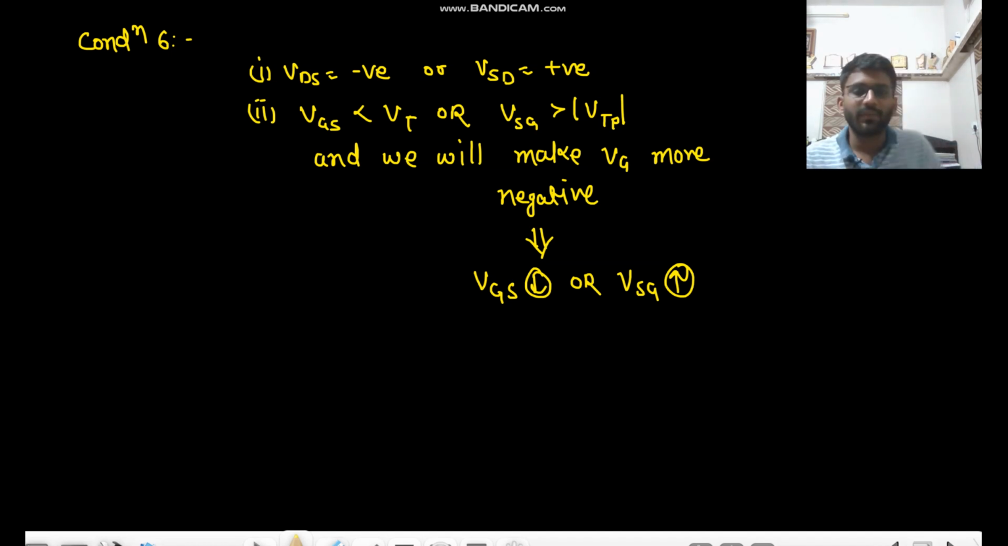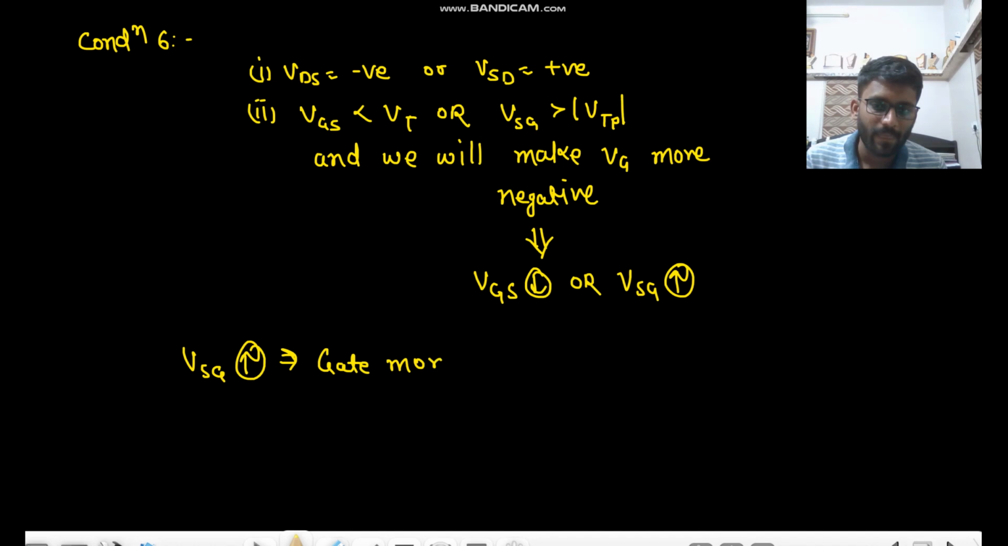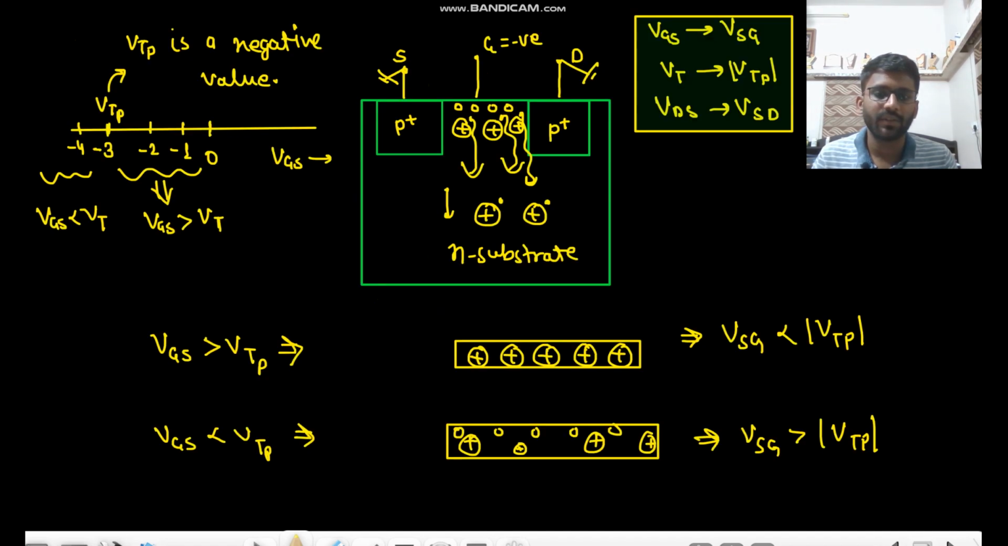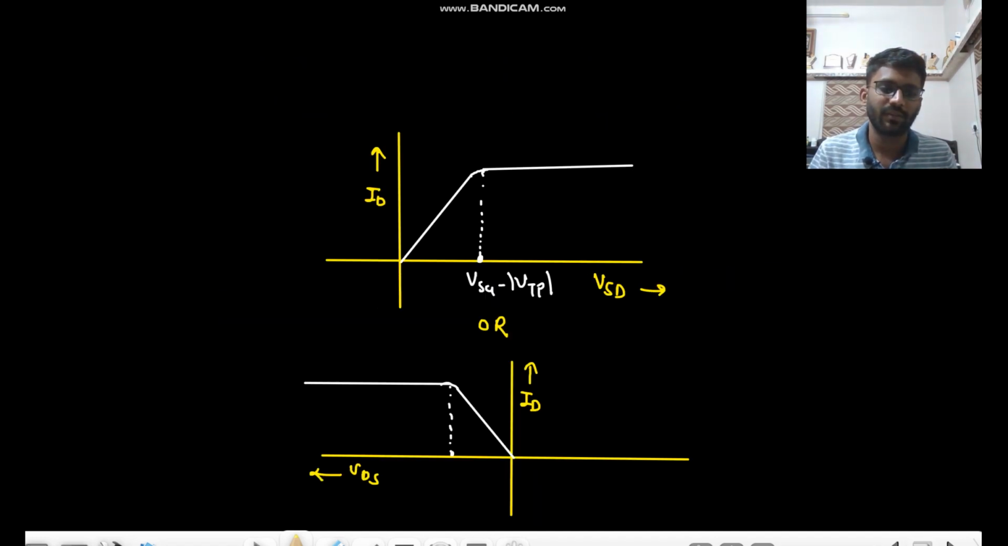So if VGS decreases, VSG increases and the gate goes more negative. If the gate goes more negative, it will attract more holes. More holes will be attracted, so more current, right?